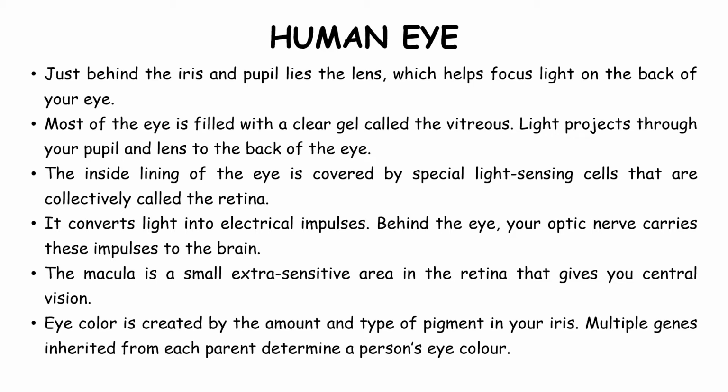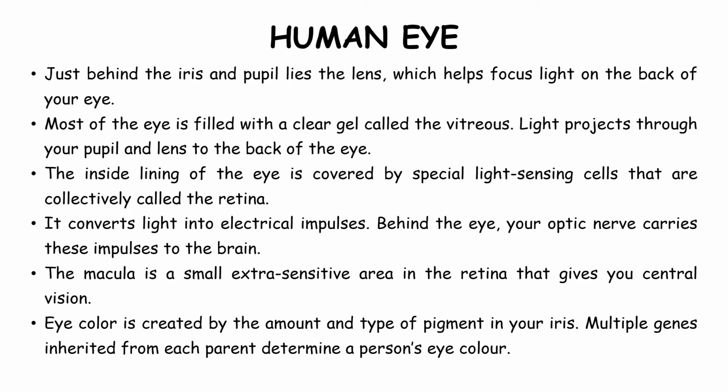Most of the eye is filled with a clear gel called the vitreous. The light projects through your pupil and lens to the back of the eye. The inside lining of the eye is covered by special light sensing cells that are collectively called the retina. It converts light into electrical impulses. Behind the eye, your optic nerve carries these impulses to the brain. The macula, a small extra sensitive area in the retina, gives you the central vision.